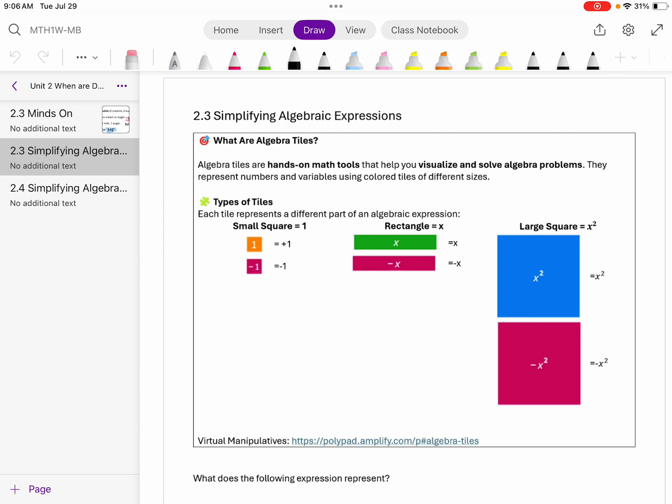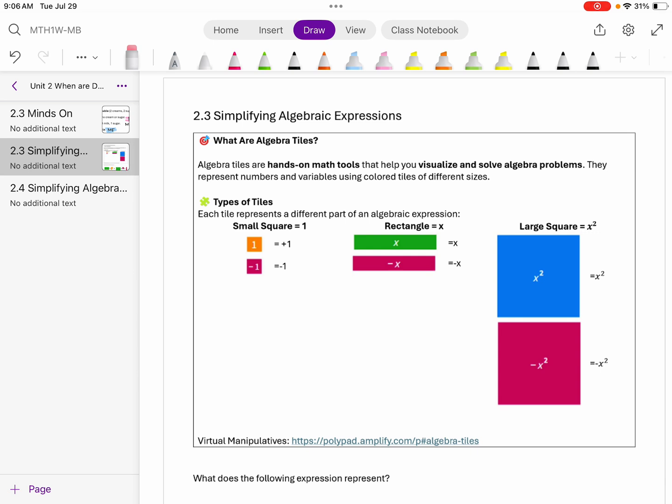So algebra tiles are hands-on math tools that help you visualize and solve algebra problems. They represent numbers and variables using colored tiles of different sizes. So you're going to see that we have yellow tiles and pink tiles. One's a positive number and one's a negative. So for example, if I was to have 2 of these orange tiles, then that would equal the number 2. If I had 5 of them, it would equal the number 5.